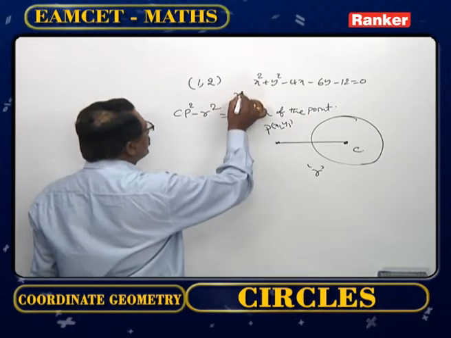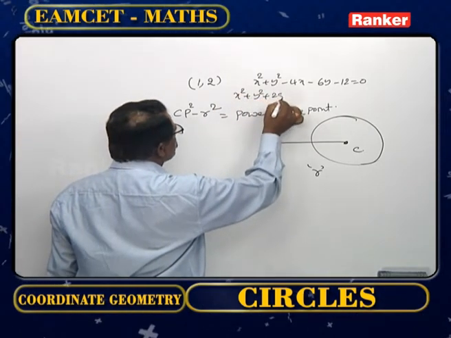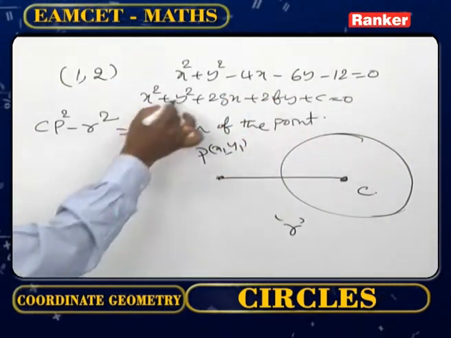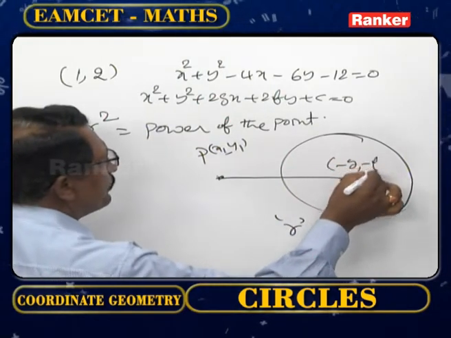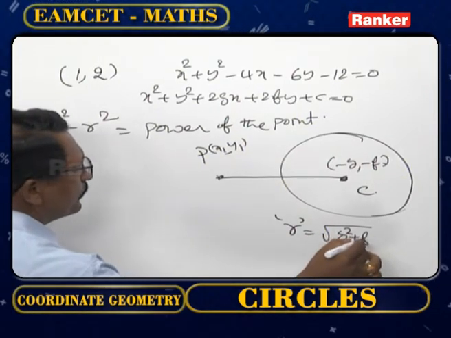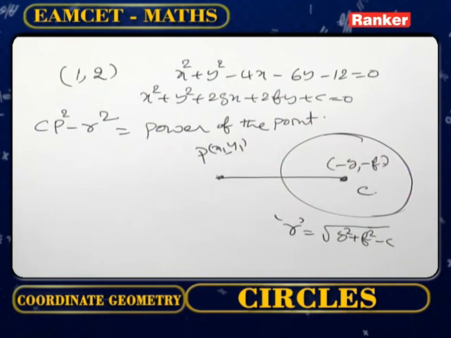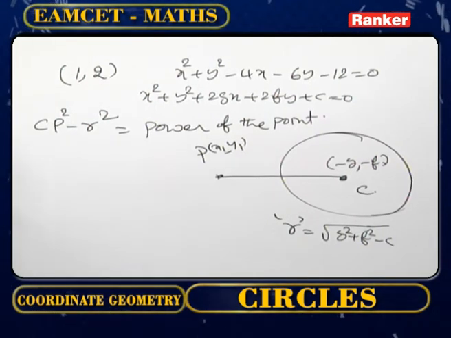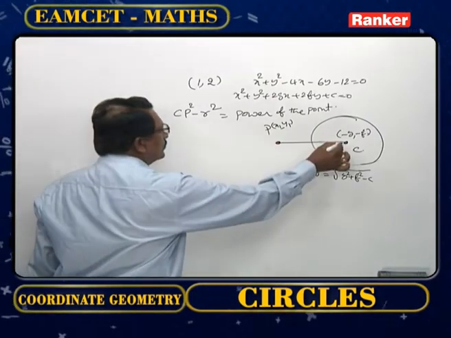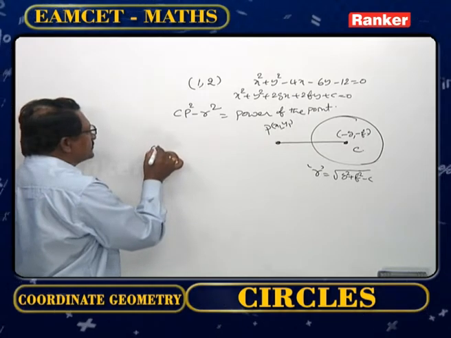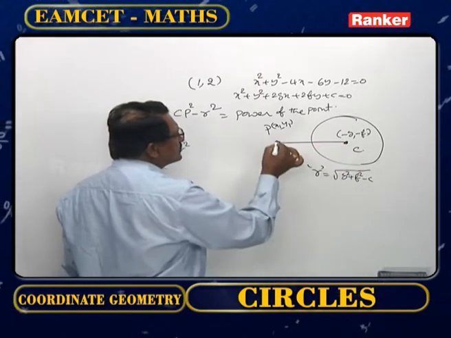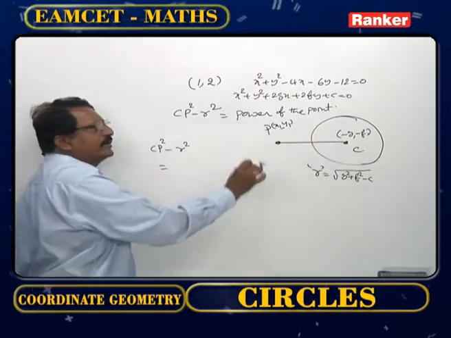Suppose the general equation of the circle is x square plus y square plus 2gx plus 2fy plus c equals 0. Now the center of the circle is (-g, -f), and the radius equals the square root of g square plus f square minus c. Consider P (x1, y1) as any point. Now CP square minus r square, where CP square is the square of the distance between the center of the circle and the point P (x1, y1).